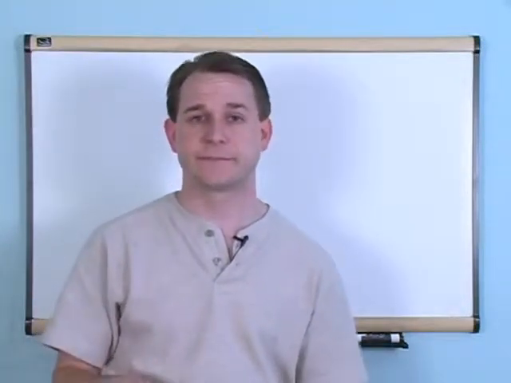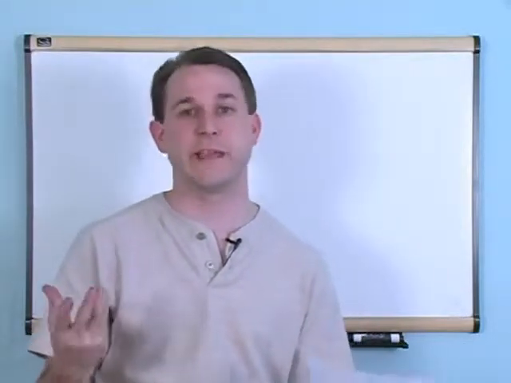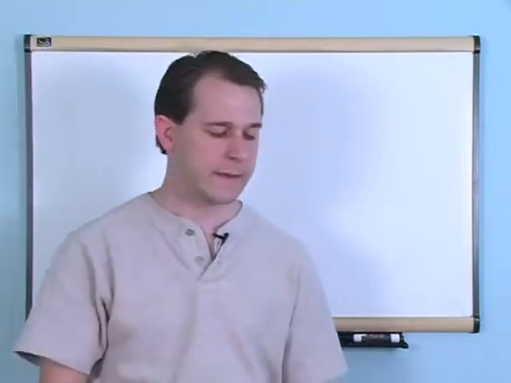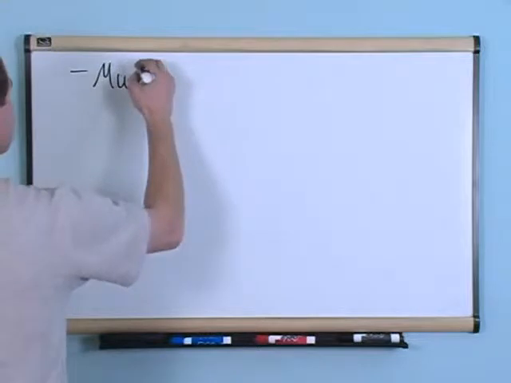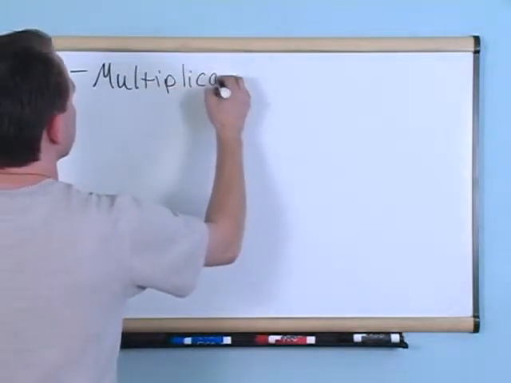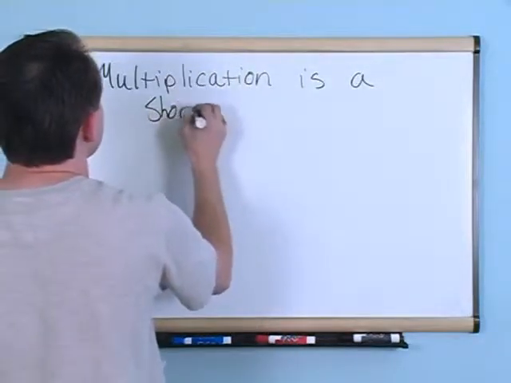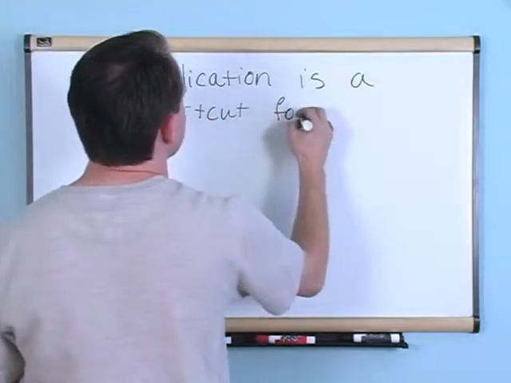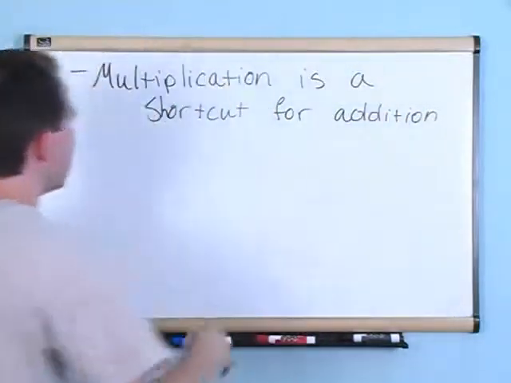Now this section of the class is not going to have too many problems in it. It's going to be more of a description of what multiplication is, and what exactly it means. Then as you get into the sections that follow, you'll get into more of the problems. So the first thing that I want to write on the board is the following: multiplication is a shortcut for addition. That's exactly what I told you a minute ago.